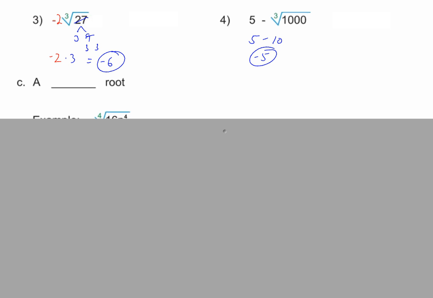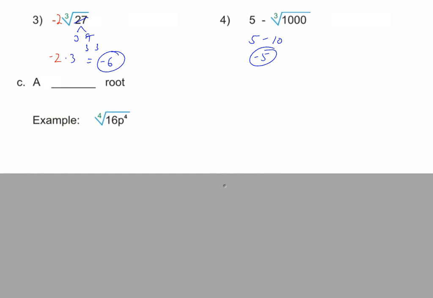Okay, so let's deal with, lo and behold, a fourth root. You can have a fourth root? Yeah. And a fifth root, and an eighth root, and a 79th root, etc. You can have all kinds of roots.